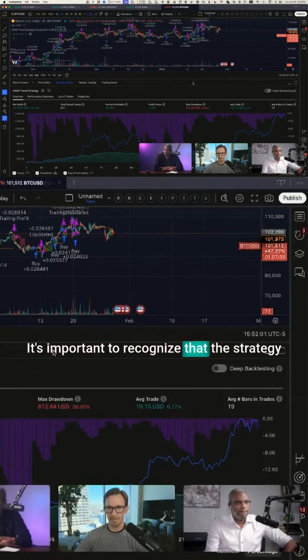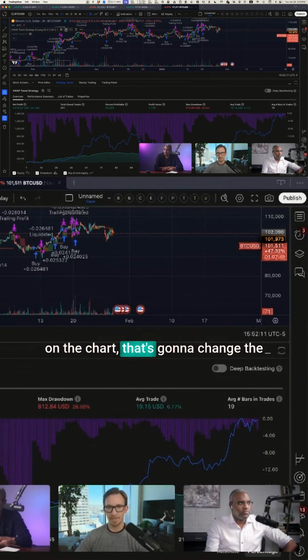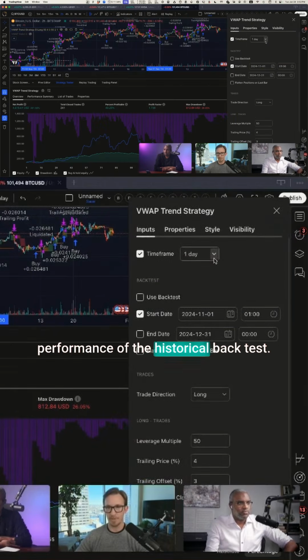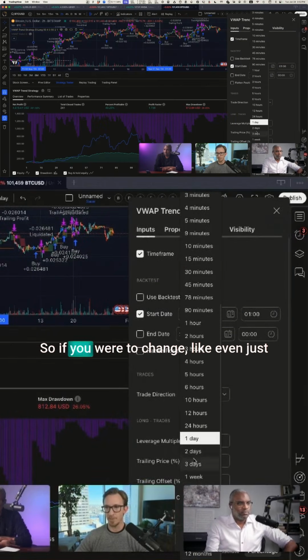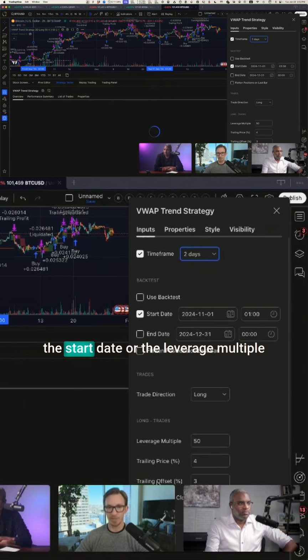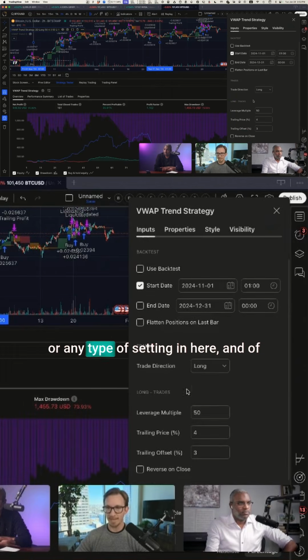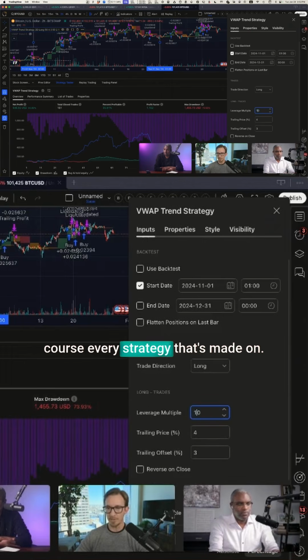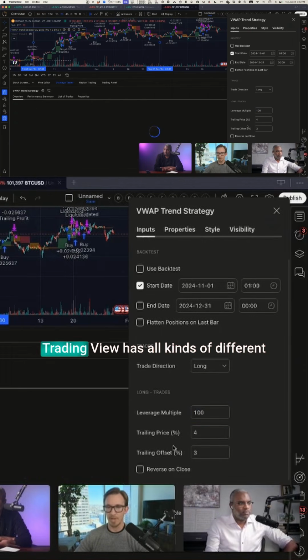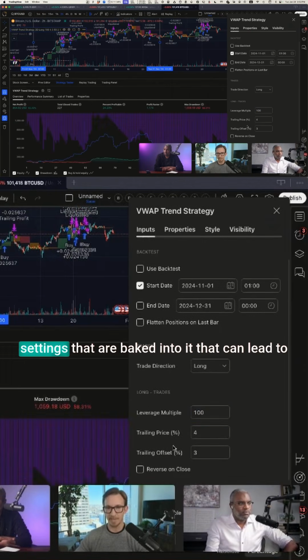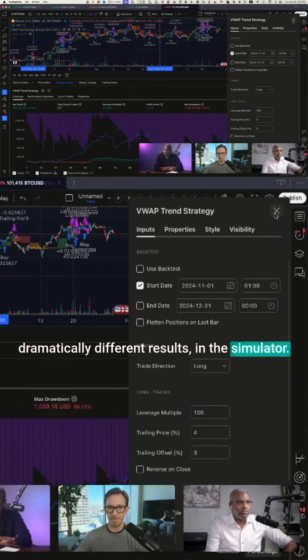It's important to recognize that the strategy tester is just a simulation, which means that if you make any change to your strategy settings or indicator settings on the chart, that's going to change the performance of the historical backtest. So if you were to change even just the start date or the leverage multiple or any type of setting in here, and of course, every strategy that's made on TradingView has all kinds of different settings that are baked into it that can lead to dramatically different results in the simulator.